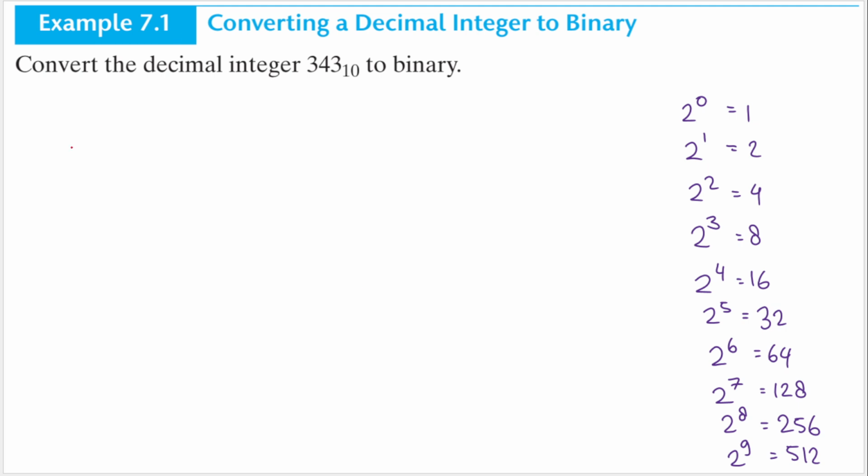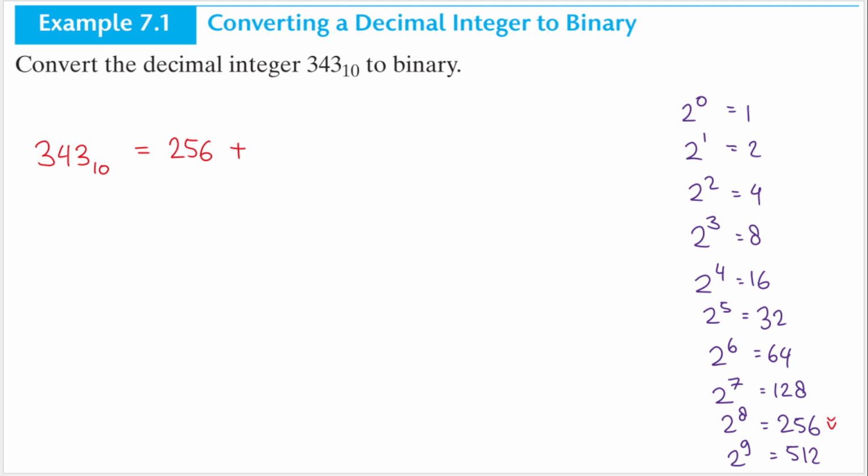Okay, let's do that. 343. First, let's see the closest power of 2 that is less than 343. Here we have 256, right? So I will have 256 plus something.